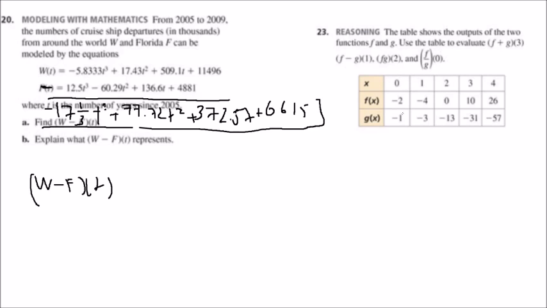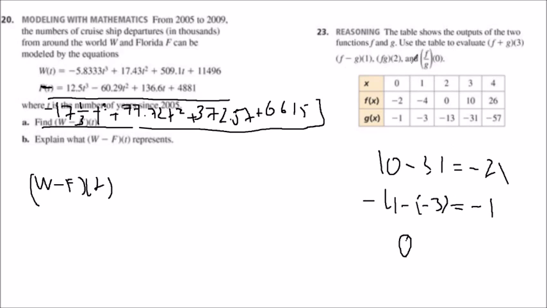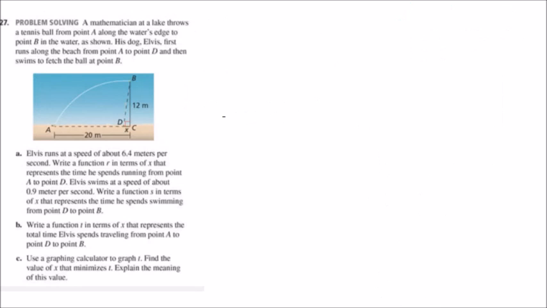So f plus g of 3 is going to be 10 minus 31, which is negative 21. f minus g of 1 is negative 4 minus negative 3, which is negative 1. f times g of 2 is 0, and f over g of 0 is negative 2 over negative 1, that's 2. Simple.